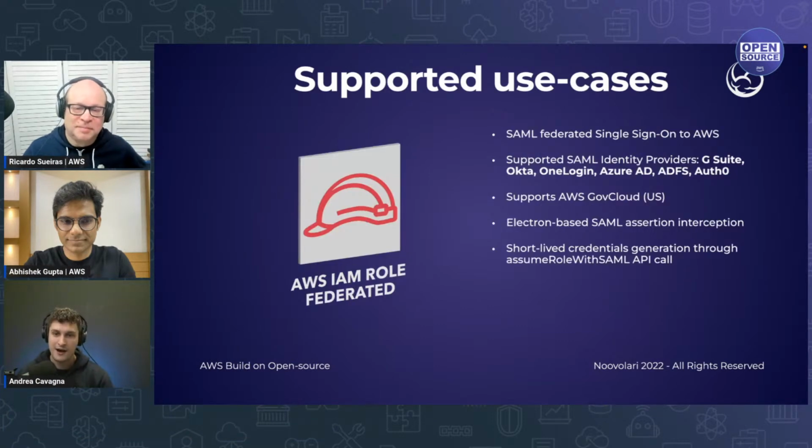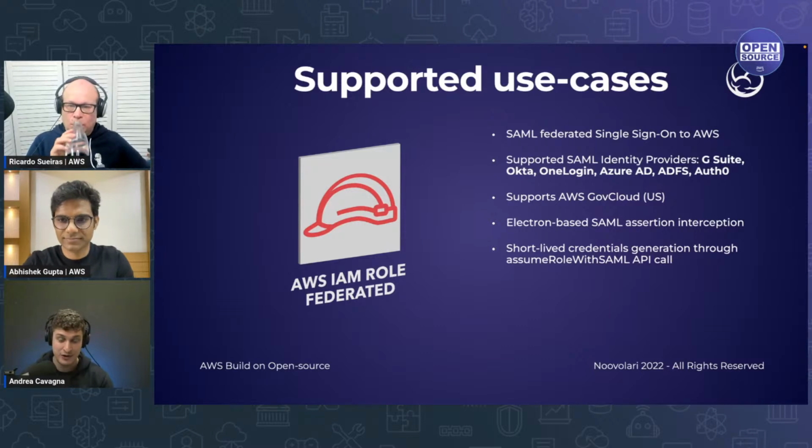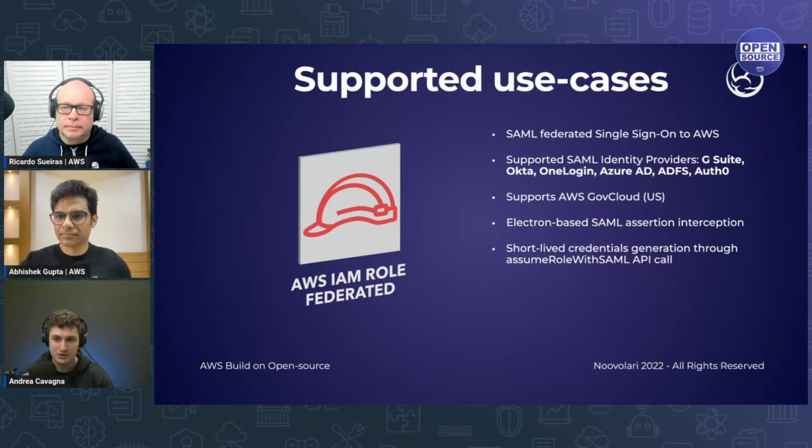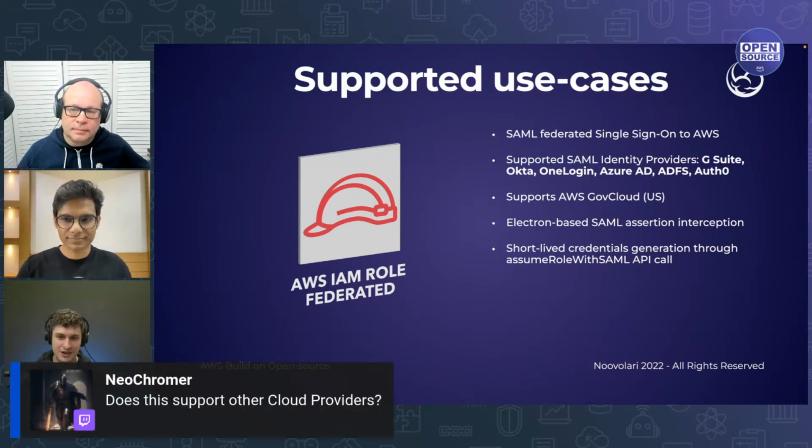Nice. One of the funny parts there is the IAM role federated. We started with G Suite, as I said, but then the community contributed to add Okta, OneLogin, Azure AD, ADFS, Auth0, because adding an identity provider in Leapp to be supported is like six lines of code, so it's super easy.